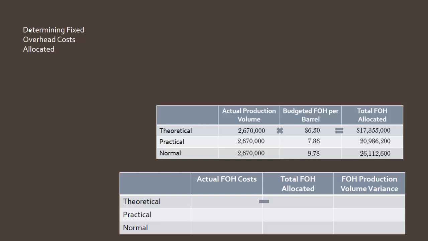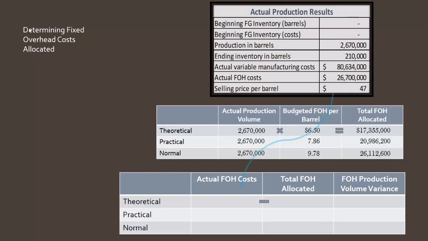Determining our fixed overhead costs allocated here, back to our information. Our actual fixed overhead costs were $26,700,000, and it didn't matter what denominator level capacity we chose. Our total fixed overhead allocated under theoretical would have been $17,355,000, would have been $20,986,200 under practical, and would have been $26,112,600.